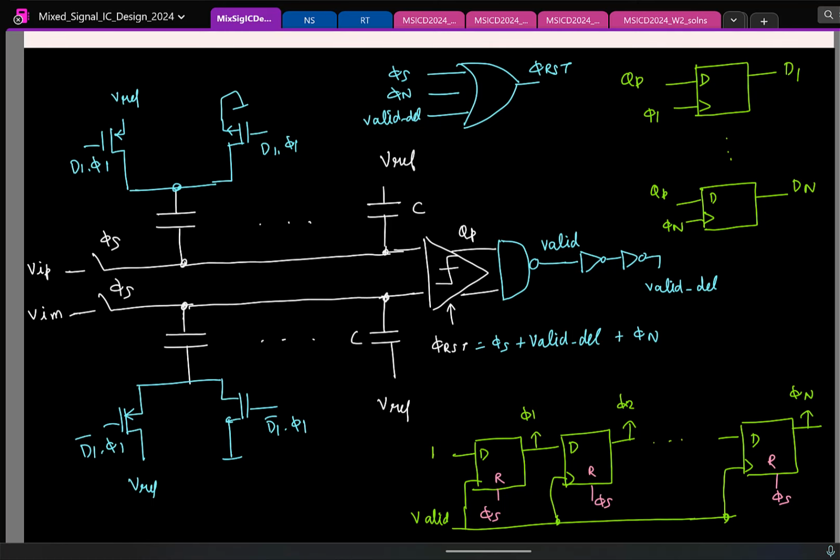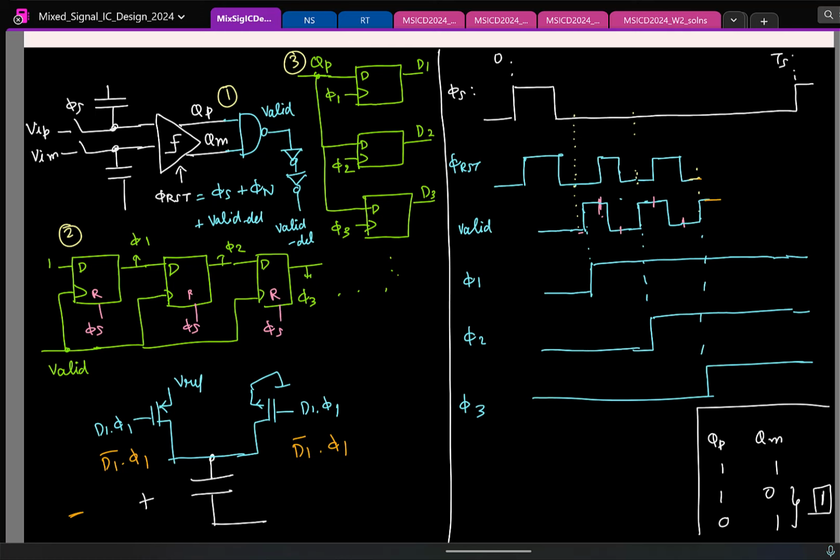So how do you ensure that the nth edge of phi n will come before the next edge of phi s? Oh, that you have to ensure. That's basically asking how can we ensure the Nth comparison will happen before the next sampling edge. Yeah, that you have to design and ensure. That boils down to how can I ensure that all n comparisons are done within time. That you have to design, which means you can't do ultra high speeds.